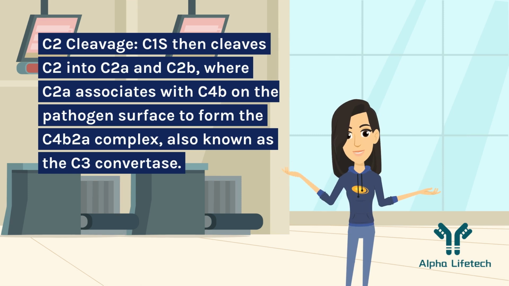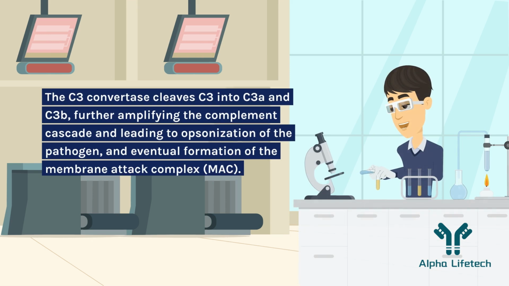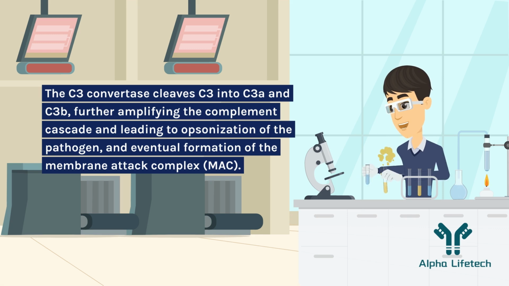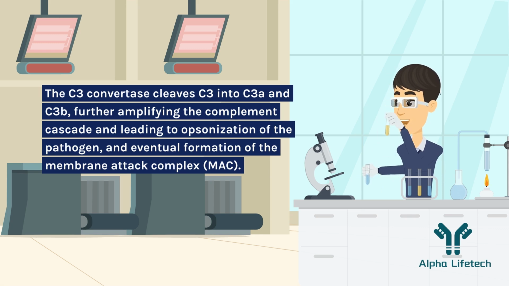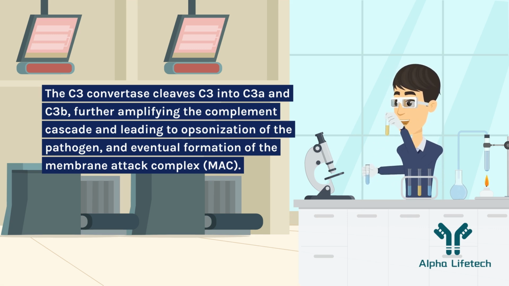C2 cleavage. C1S then cleaves C2 into C2a and C2b, where C2a associates with C4b on the pathogen surface to form the C4b2a complex, also known as the C3 convertase. The C3 convertase cleaves C3 into C3a and C3b, further amplifying the complement cascade and leading to opsonization of the pathogen, and eventual formation of the membrane attack complex, the MAC.